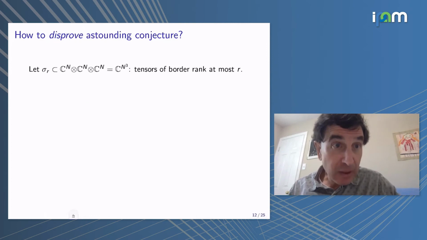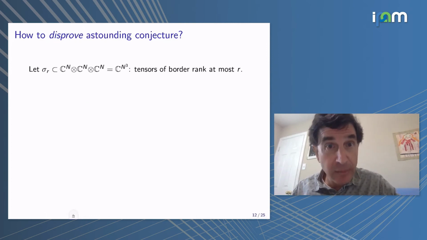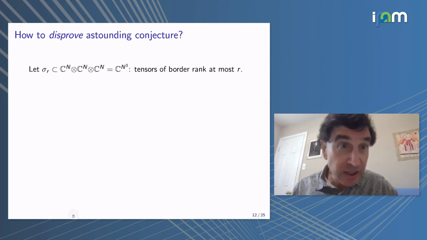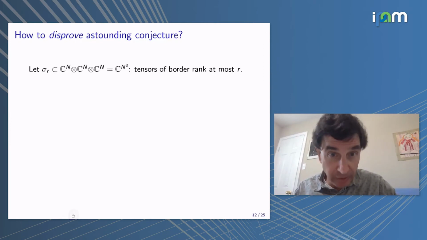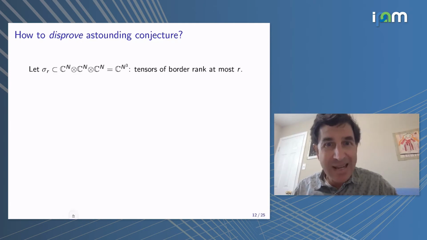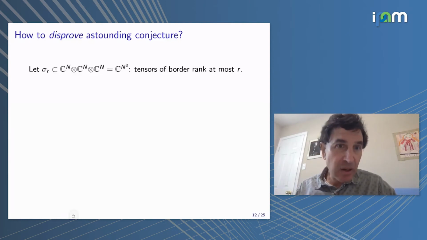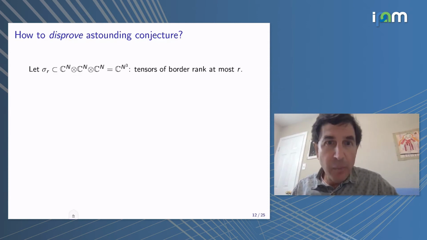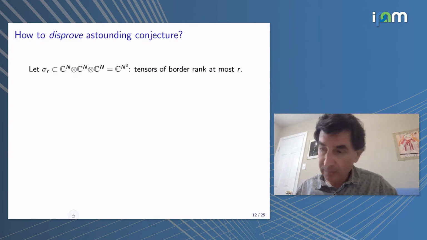Okay, so I started telling you that when I first heard about this astounding conjecture, I said, that's ridiculous. So I figured I should disprove it. So how are you going to disprove it? Let's fix some border rank R, and let sigma R be the set of all tensors of border rank at most R. Now, in the last talk, I explained that here we have good luck because although border rank is defined in terms of limits, it may also be defined algebraically in terms of polynomials.